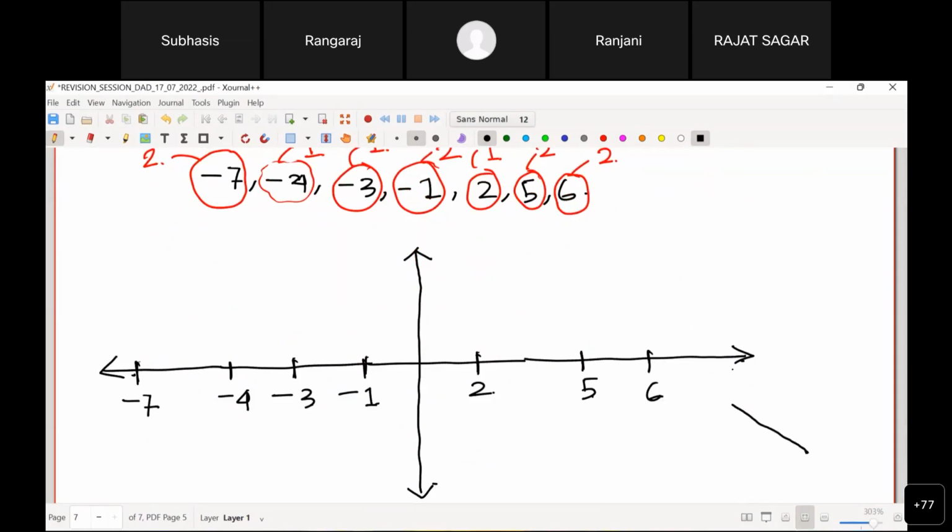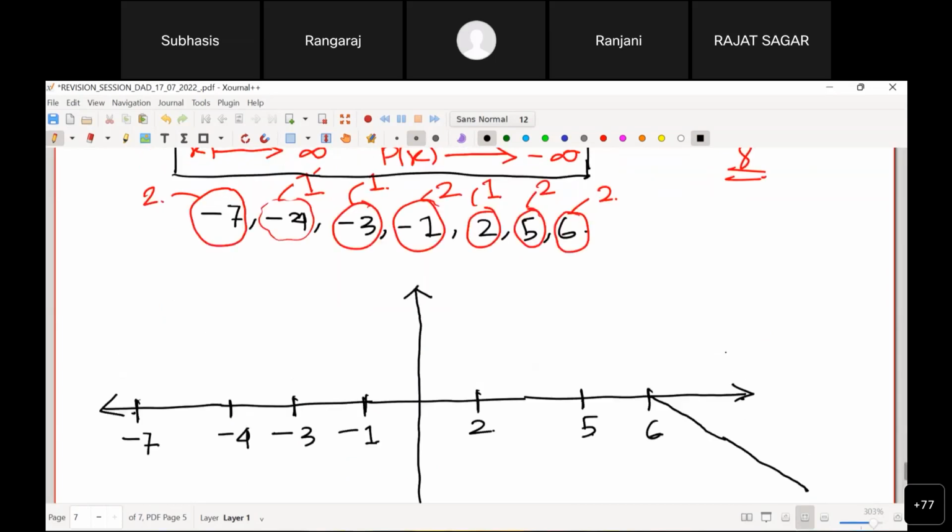Mostly it will come like this. It will come towards 6. Since the multiplicity of 6 is 2, there is no other choice. It has to bounce back. Then again it will come, and then it has to go towards 5. And the multiplicity of 5 is again 2. It's even, so it has to bounce back.